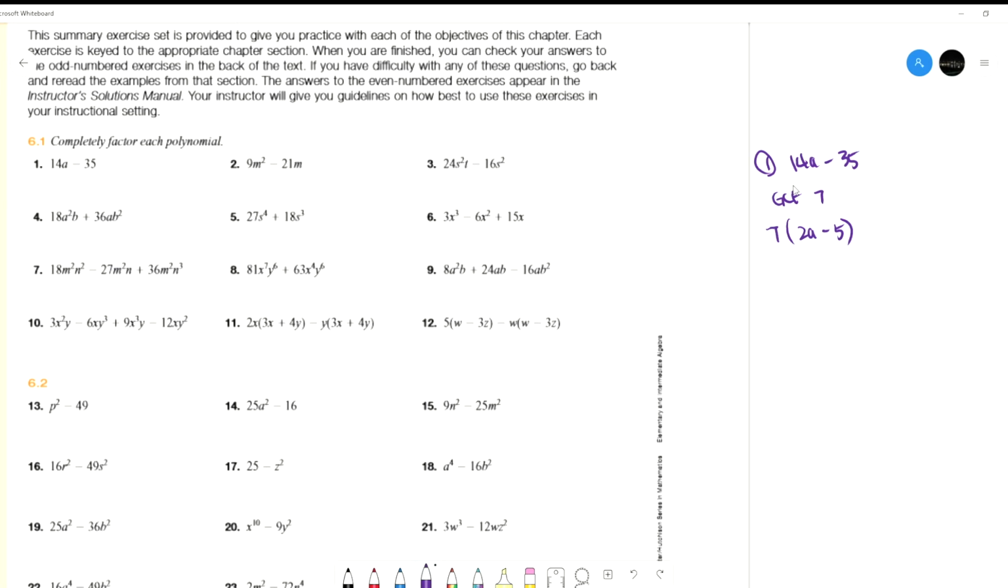Everyone okay with that? Number 2, I don't know if you could see this, it might be too small, but I'll just try to write it over here again. So in number 2, we have two terms again. The GCF would be what? It would be 3m, right? So if you got that, you take 3m and you factor it out from both terms. The first term would give you 3m. The second term would give you minus 7. Did you all get that one?